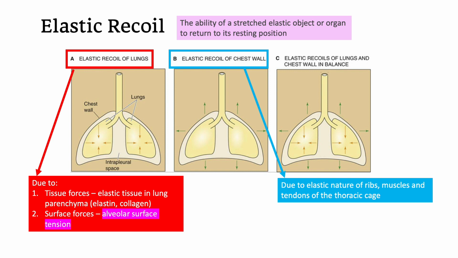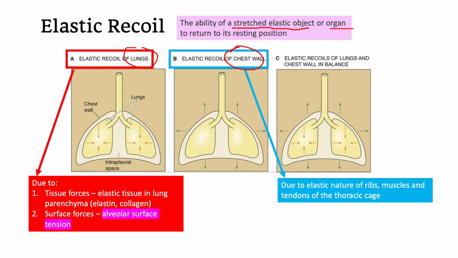So what is elastic recoil? Basically, elastic recoil is the ability of a stretched object or organ to return to its resting position. In the respiratory system, we are focusing on two types of recoil: the elastic recoil of the lungs and the elastic recoil of the chest wall. I'll discuss the elastic recoil of the chest wall first.